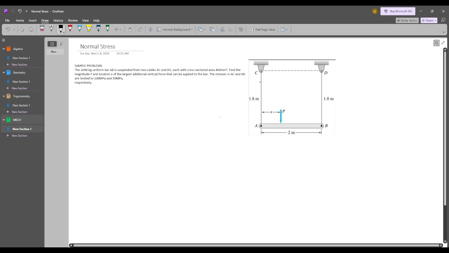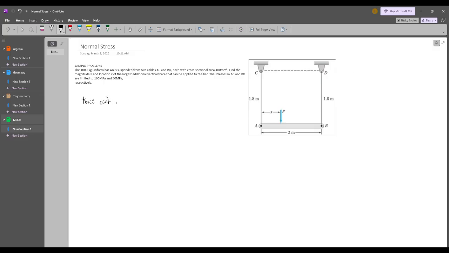And the stresses of each of these cables are: for AC, 100 megapascals, and for BD, only 50 megapascals. So let's start with the cables. Since we are given the area of the cables, which is 400 millimeters squared, and we are also given the stresses of each of these cables, we can solve for its force. So let's solve the force of each cable.